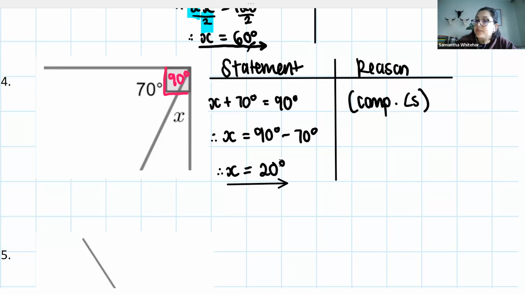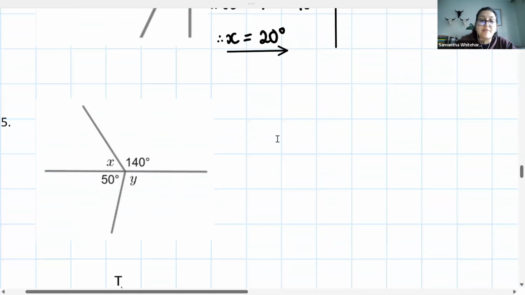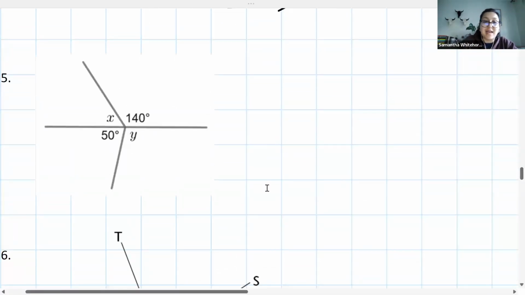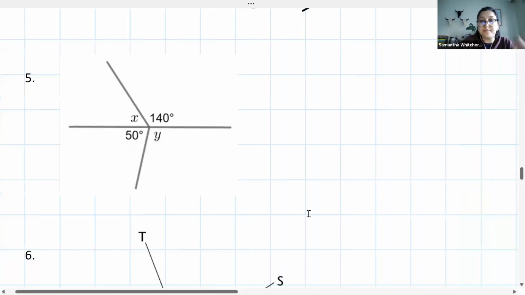All right, so guys, to finish off, I want to have a look at question 5 because you asked me what happens when there's an X and a Y. And this is an example of having X and Y in a question. First thing that you need to notice is that X and Y are at different angles in this diagram. So they're not the same.